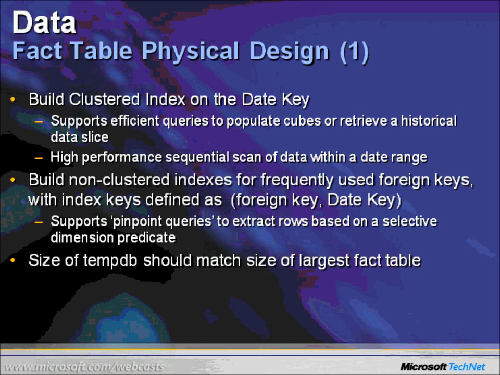So for example, you might want to have a sales fact table that had a clustered index on date key, was partitioned on date key, and then had non-clustered indexes on, say, product key and customer key. That might be a reasonable physical design for a sales fact table. These non-clustered indexes support pinpoint queries that let you extract rows based on selective dimension conditions very quickly. One final note is that the size of temp DB should be about the same as the size of the largest fact table.